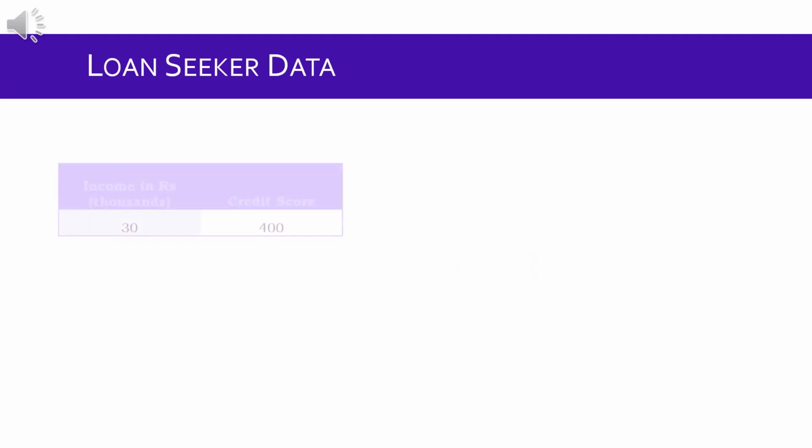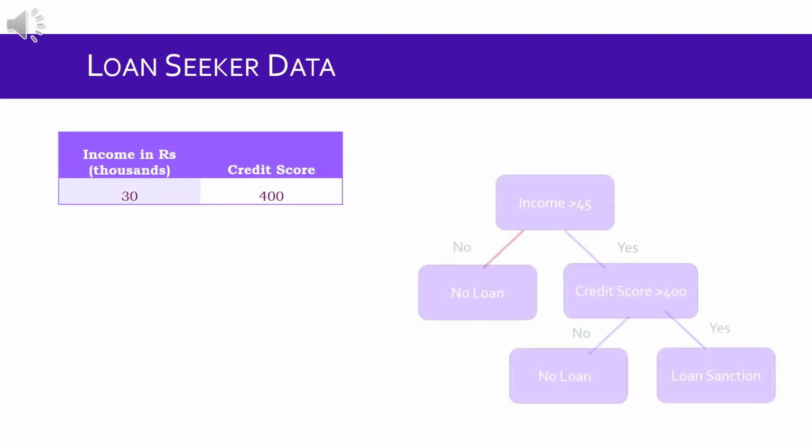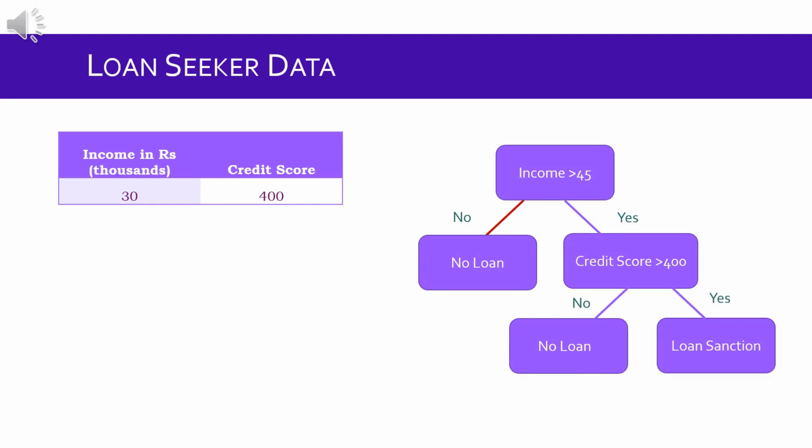Let us first take loan seeker's data 3400. At the first decision point, his income is lower than 45,000. The tree follows the red path and he is not sanctioned any loan.